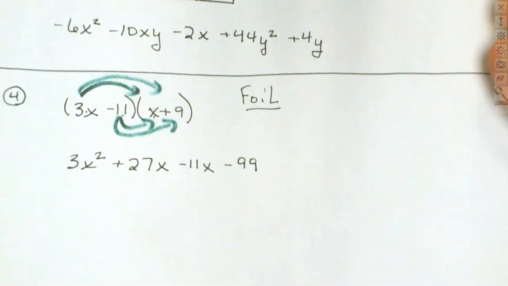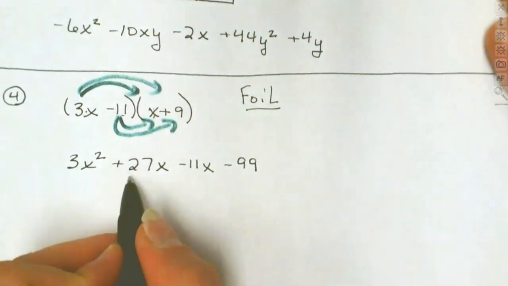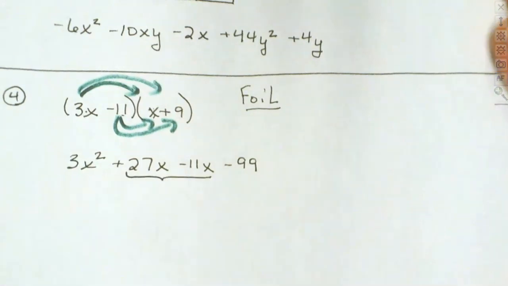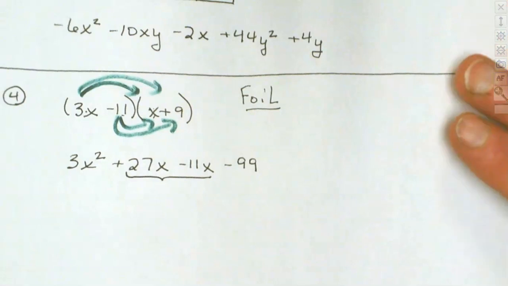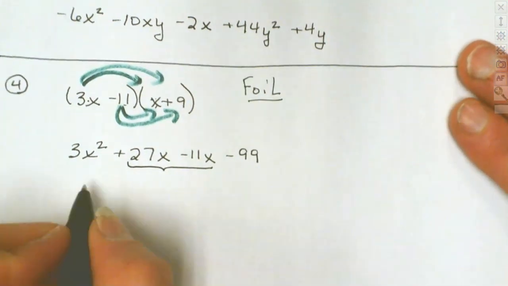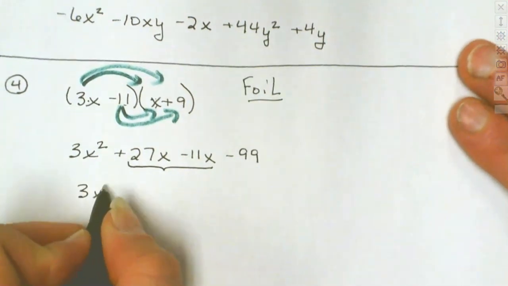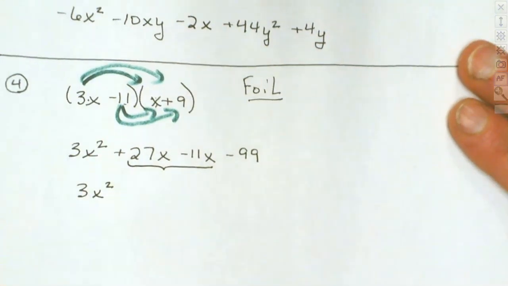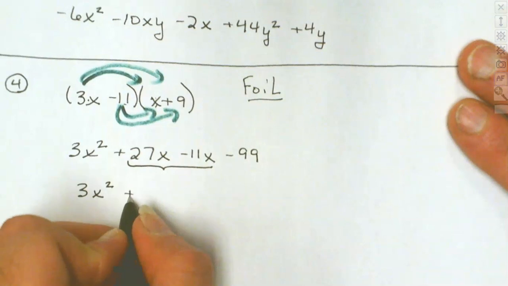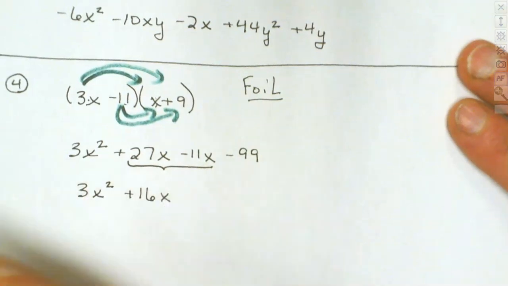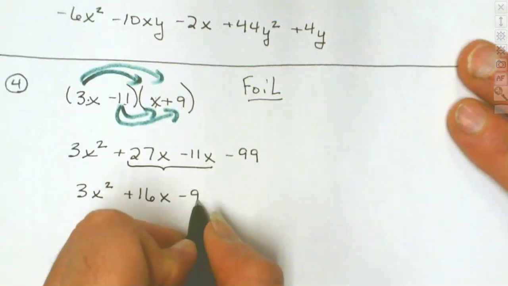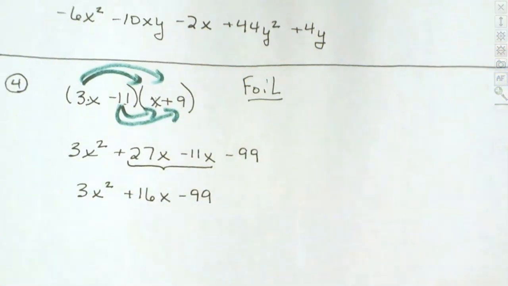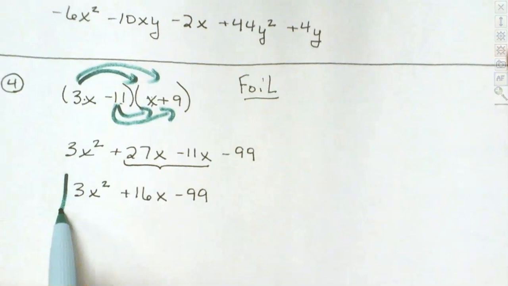So we FOILed that out. Always check to see if we can combine like terms together. And it looks like those can combine together in the middle. So our final answer would be 3x squared, 27 minus 11, that makes it 16x, and then a minus 99. And that's as far as we can go.